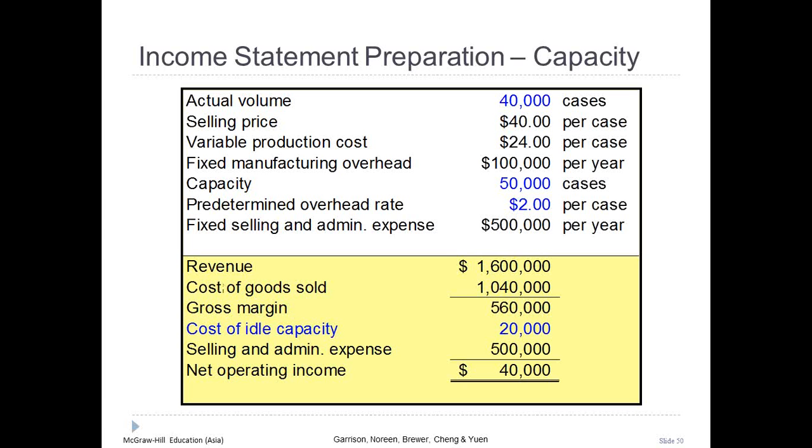So look at the P&L statement here using the capacity approach to calculate the predetermined overhead rate. The disclosure of $20,000 of cost of idle capacity is recorded as a period expense. This cost is incurred because we were not able to fully utilize our capacity. So using a measure of capacity in the denominator of the predetermined overhead rate enables this type of disclosure. This truly helps us in decision making.